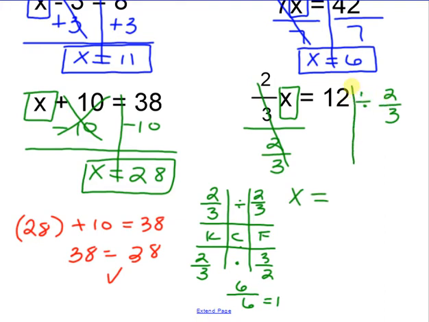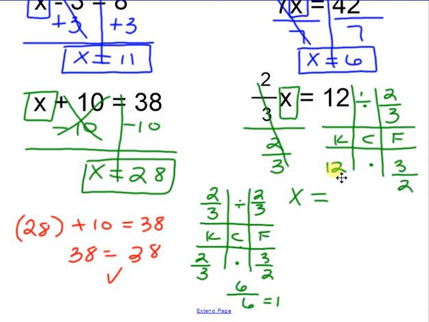Now over here you need to do another tic-tac-toe. And you have keep, change, flip. So you keep the 12, change to multiplication, flip this guy around. He's going to give you 3 over 2. Put this guy over 1. Now 12 times 3 is 36. 1 times 2 is 2. And that can simplify. 36 divided by 2, you do it in your calculator and you get 18. So your answer is x equals 18.